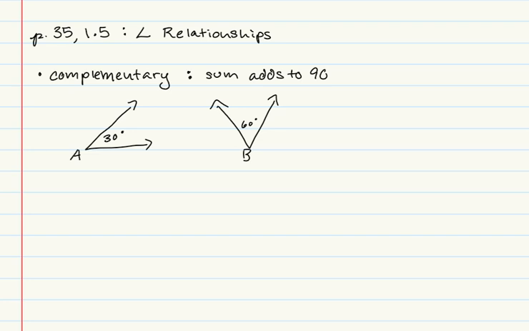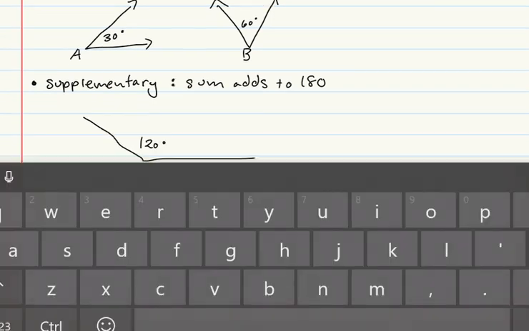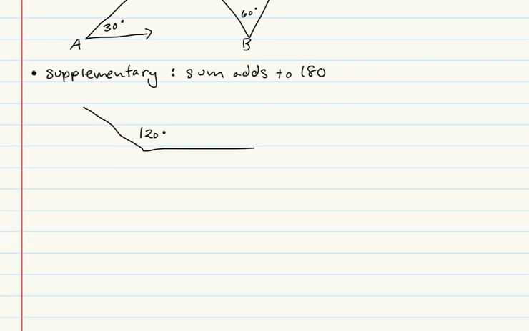The next up is supplementary. Supplementary angles add to 180 degrees. So, for example, I have a 120-degree angle C. And then I have a 60-degree angle D. These two angles are supplements and they're supplementary.